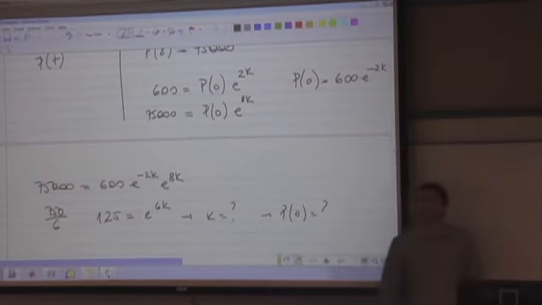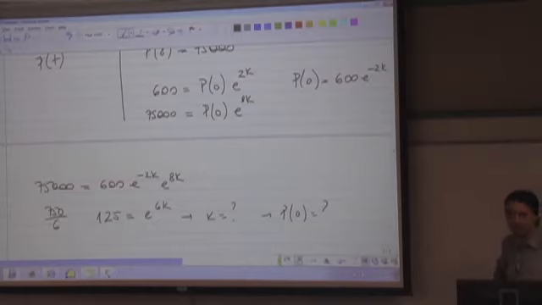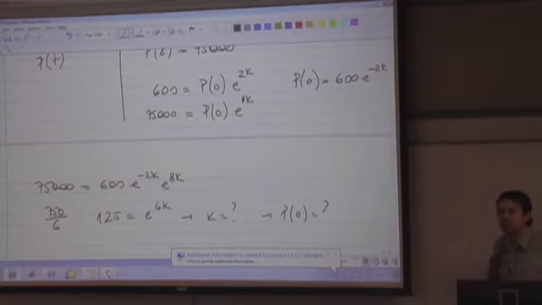Why does the 2k change to negative 2k? Well, what happens when you solve for P of 0? How do you solve for P of 0? You divide both sides by e to the 2k. So what happens when you divide by e to the 2k? Technically it's 600 over e to the 2k, right? They are equal to each other. I'm solving for P of 0.